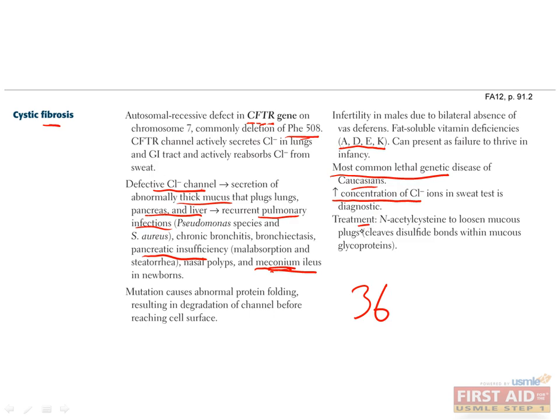Treatment is supportive only, and one of the most commonly used drugs is N-acetylcysteine, which can cleave disulfide bonds within mucus glycoproteins to loosen mucus and allow it to be cleared. Can you think of another unrelated use for N-acetylcysteine? One common use is as an antidote for acetaminophen overdose.